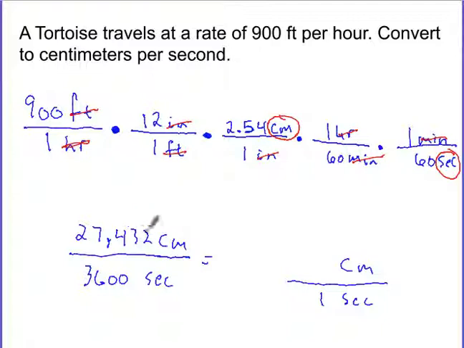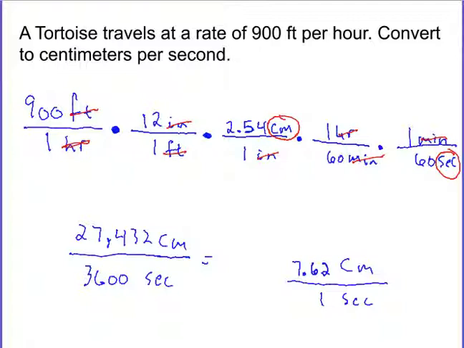So 27,432 divided by 3,600. I got 7.62. I got 6.78. Somebody check it. 7.62 is what I was expecting. Okay. So about 7.5 centimeters per second. Not very fast. About the speed some of y'all are moving in the mornings, probably.